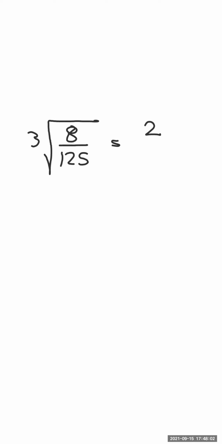If it's like this, guys, cubic root of 8 over 125. Now cubic root of 8 actually equals 2, and cubic root of 125 also equals 5. So it will equal 2 over 5.